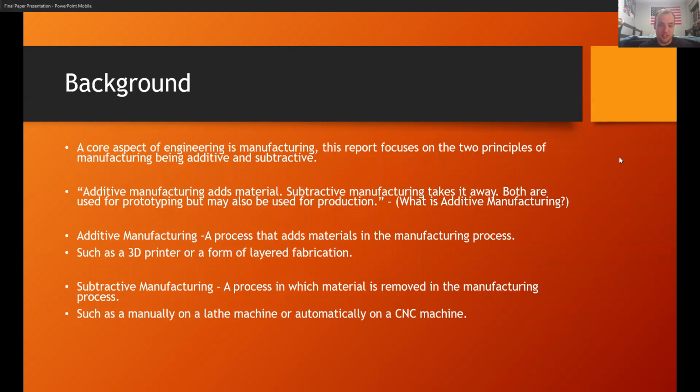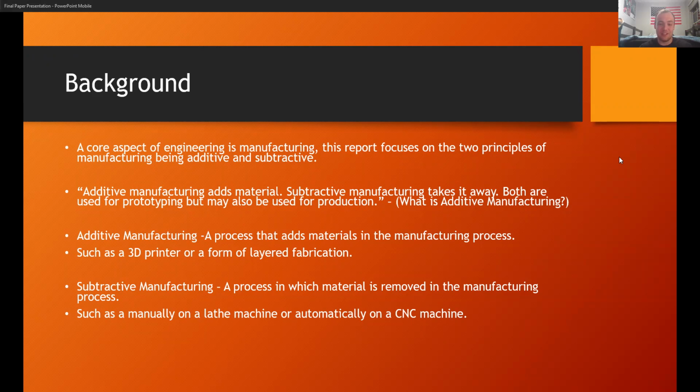So with that being said, I chose a core aspect of manufacturing being the difference between additive and subtractive. A core aspect of engineering is manufacturing. This report will focus on the two principles of manufacturing being additive and subtractive. So a basic overview is additive adds things and subtractive takes things away in the manufacturing process.